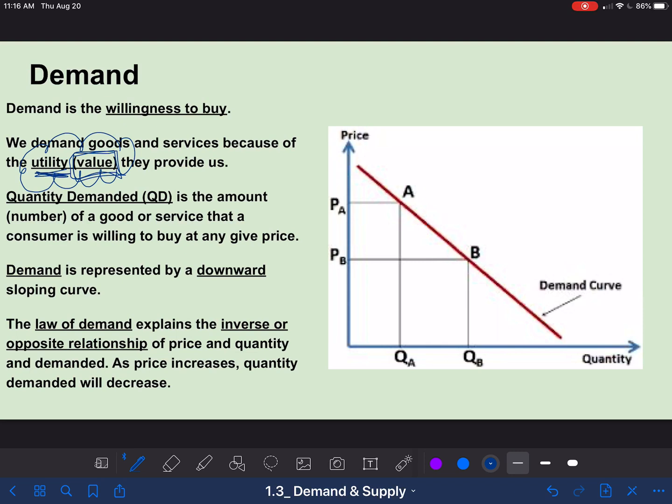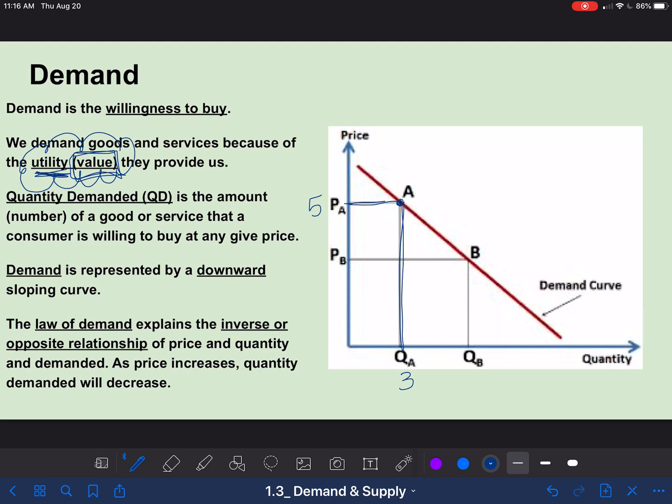So if we look at our demand graph here on the right, at point A, we have price point A and quantity A. So let's say this is $5 and we're willing to buy 3. So at point A, at a $5 price point for this product, we're willing to buy 3 of that product at price point 5. So the quantity demanded at price point 5 is 3.